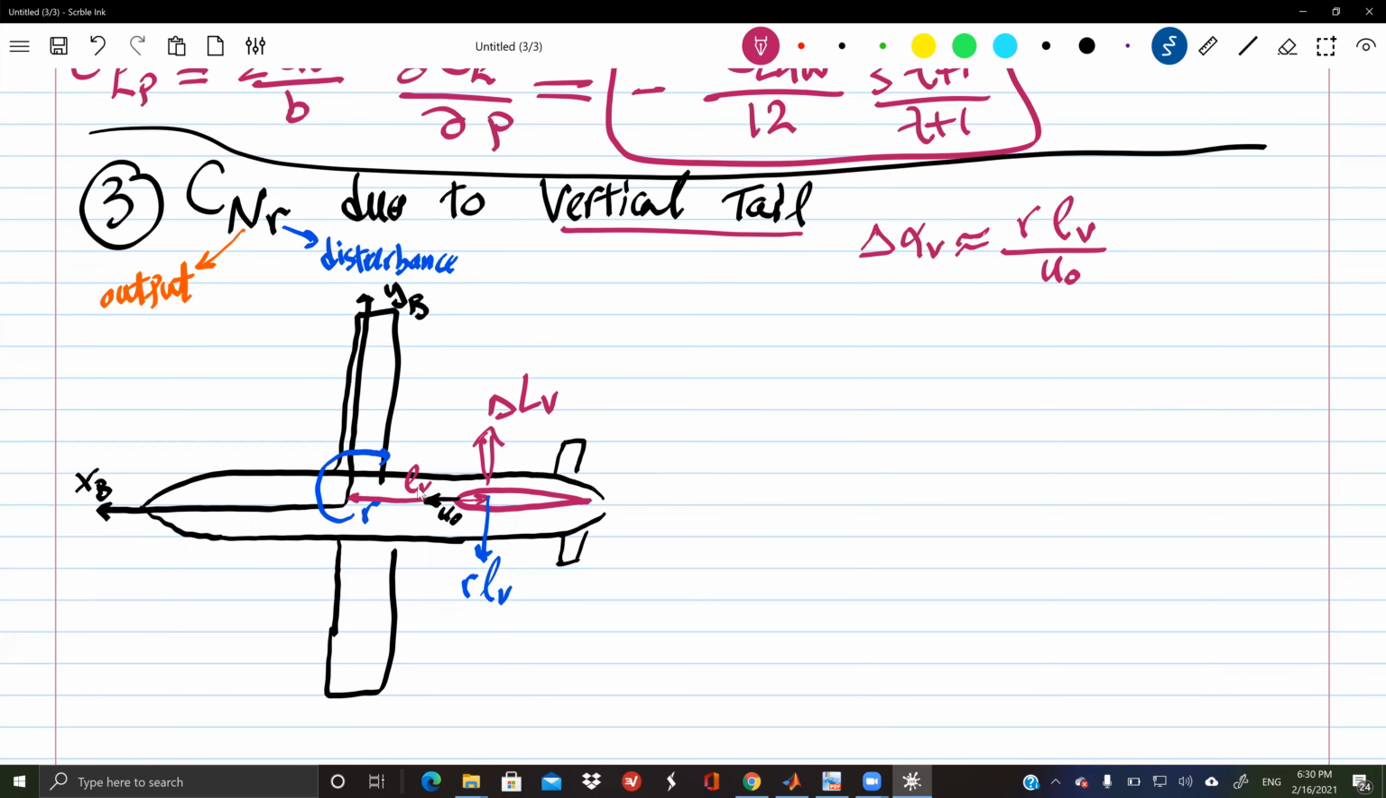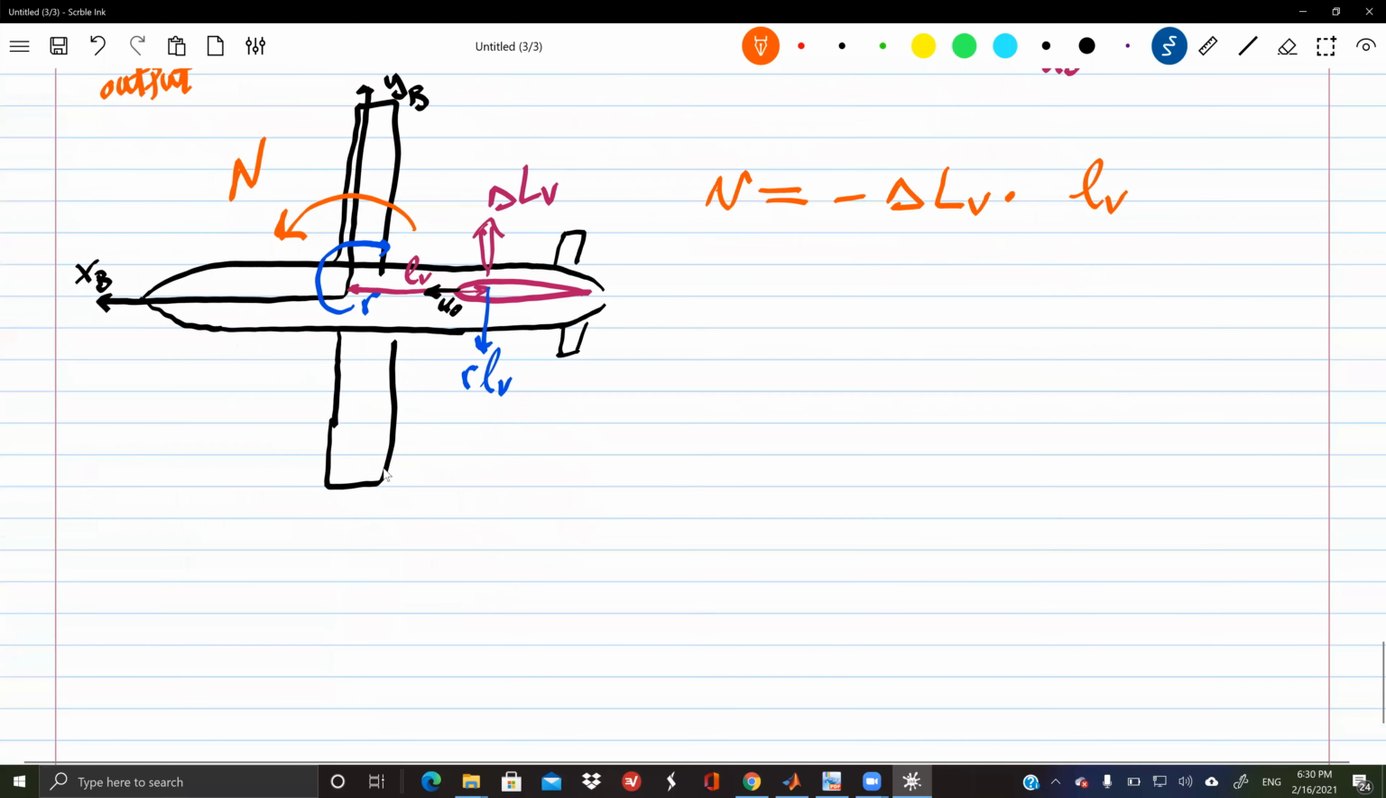So how do you get it? Well, we multiply this lift by the same distance again, which is LV, to get a moment N. So my moment N is simply the change in the lift times little LV, and as you can see, it's negative. But this is not always the case.